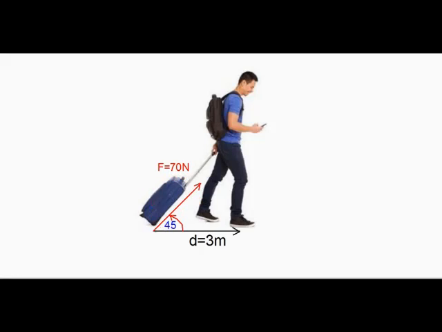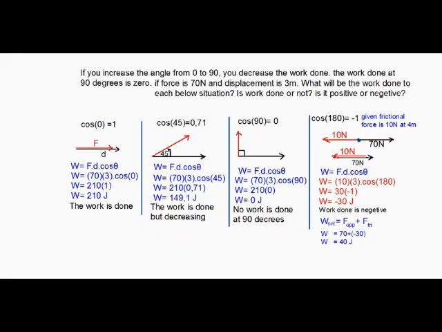But for here, there is still work done, but decreasing, just because there is an angle between the displacement and the force applied. I think it is clear here. When the angle between the displacement and the force applied is 90 degrees, when you punch your calculator cos of 90, the scientific calculator, you will get 0.